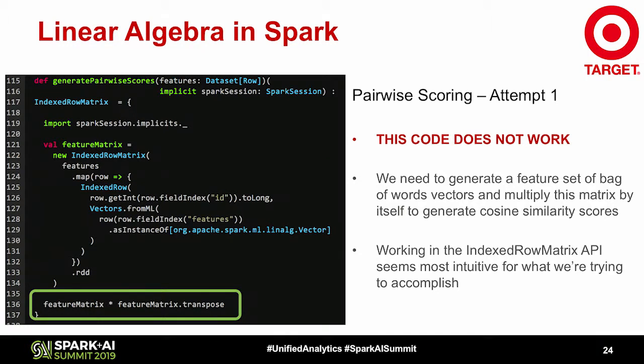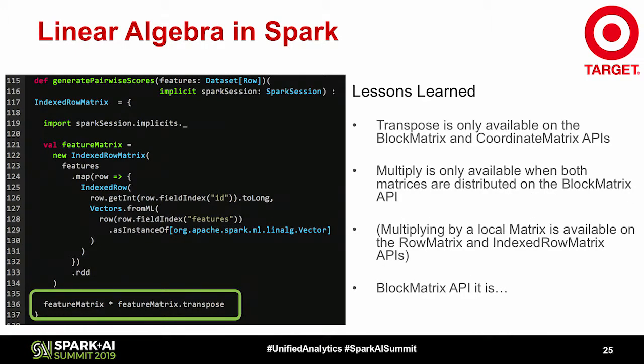I figured, okay, I have my matrix. I can just go feature matrix times feature matrix dot transpose, and this should work, right? It turns out it fails miserably because it doesn't even compile. So what did I learn from this? I learned that transpose is only available on the block matrix and coordinate matrix APIs. I learned that multiply, when you want to do it on two distributed matrices, is only available on the block matrix API. You are able to multiply the row matrix and the indexed row matrix by local matrices, but I really wanted to keep things at the distributed level. Given all these constraints, I decided that the block matrix was the way to proceed.